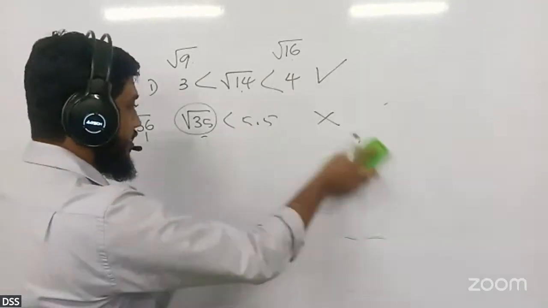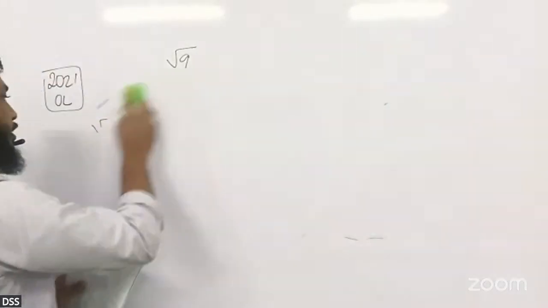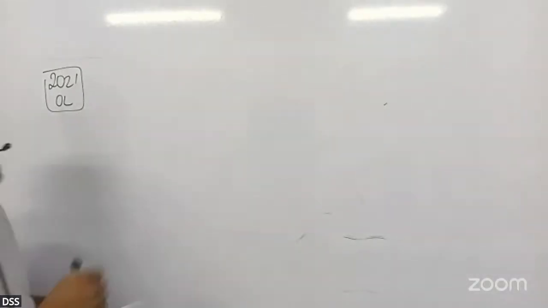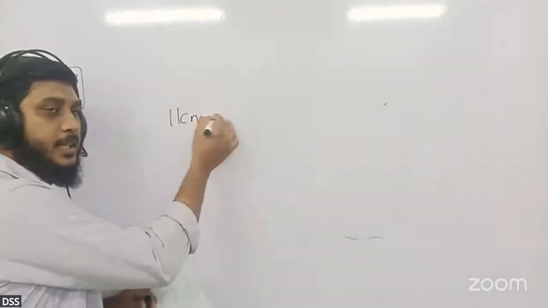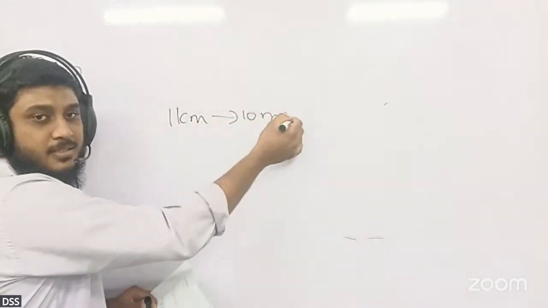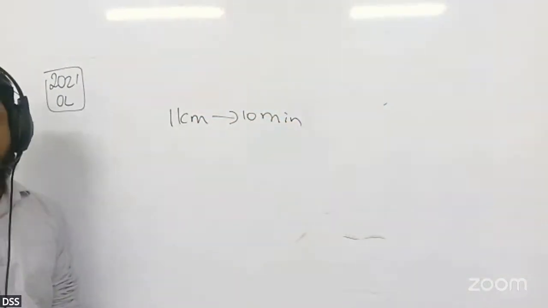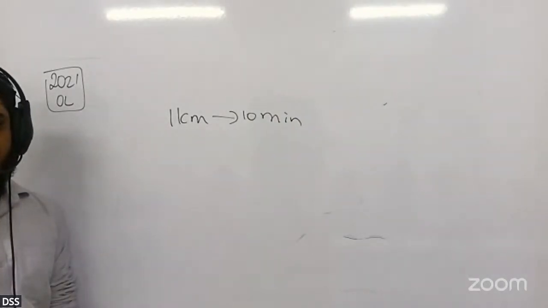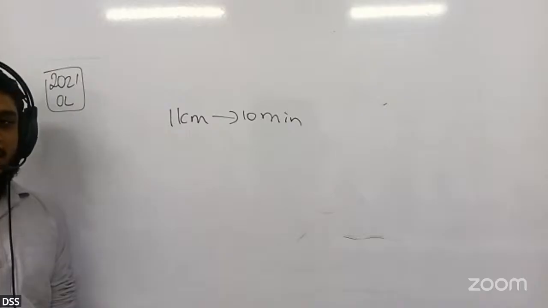Remember, children, generally, if you walk 1 kilometer at normal human speed, you have to spend nearly 10 minutes. Normal speed takes 10 minutes. So within 30 minutes, you can cover around 3 kilometers at normal speed.